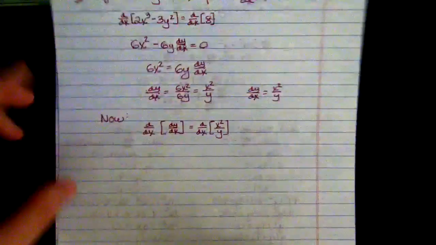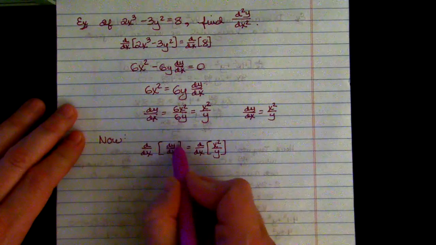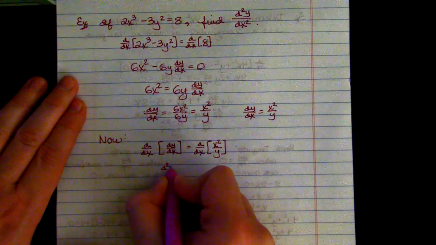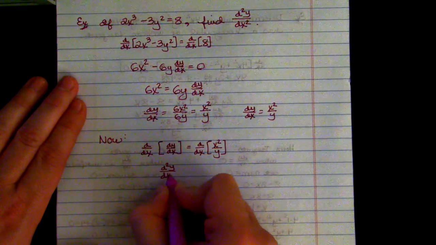So now, what's the derivative of dy dx? Well, this is my symbol for the first derivative. What's the derivative of that? The symbol for the second derivative: d squared y dx squared equals.